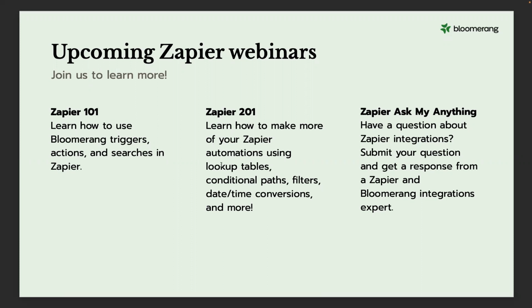Zapier 201 is going to expand on that and show similar technical functionality, but related to the different utilities that Zapier makes available to help support your workflows. So lookup tables, conditional paths, filters, date and time conversions. Again, ways to just make sure that the data getting from point A to point B gets there successfully. Lots of deep dives scheduled for those two sessions. And then I anticipate in the Ask Me Anything as well, we will be showing Zapier and different functionality there to answer any questions that come up during that session.